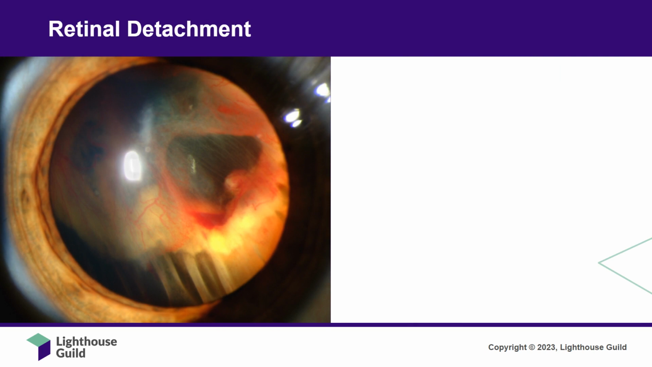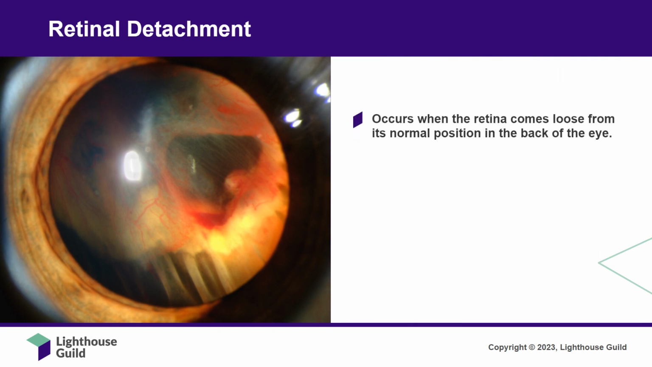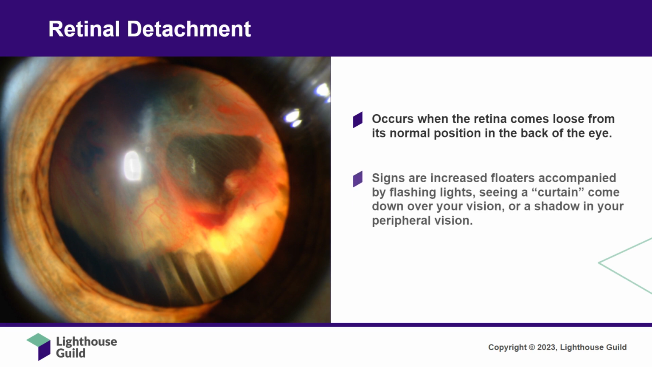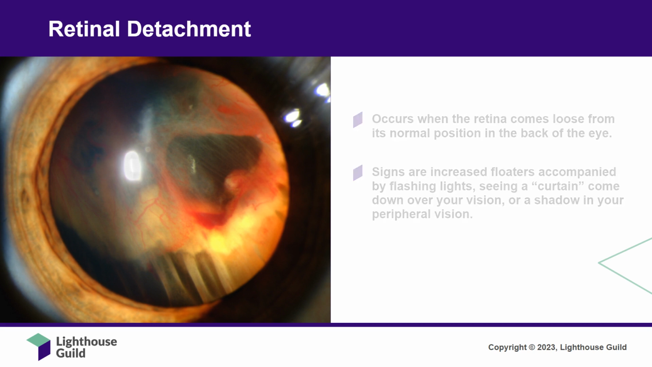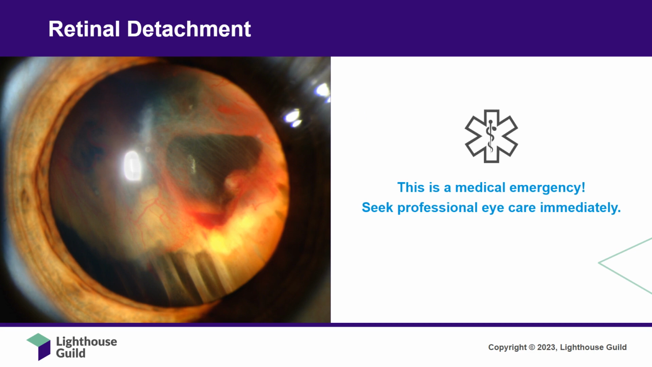Retinal detachment, or a detached retina, occurs when the retina comes loose from its normal position in the back of the eye. Fluid may leak into the area underneath the retina, and there may be a tear or break in it. Signs of a possible retinal detachment include an increase in the number of floaters in your eyes, accompanied by flashes of light, seeing a curtain over your field of vision, or having a shadow appear in your peripheral vision. This is a medical emergency. See an eye care professional immediately.